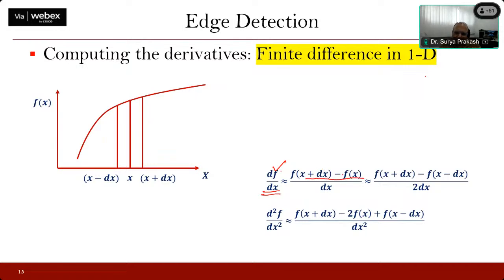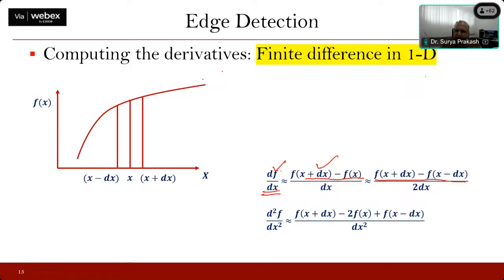How do you define the derivative? You define the function value at x, you define the function value at x plus delta x or dx, and then divide this change by dx, and that defines the derivative of that function, right? Now, in place of this, we can also approximate this derivative by writing this. In place of f(x+dx) minus f(x), we can say f(x+dx) minus f(x-dx).